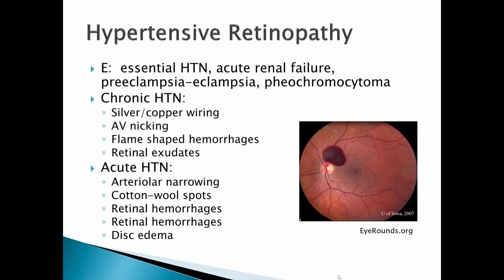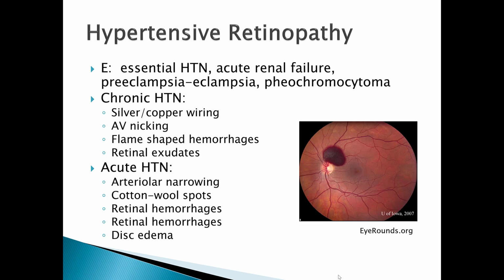So hypertensive retinopathy, very much along the lines of the diabetic retinopathy. Its etiology is people who suffer from essential hypertension, acute renal failure. You can also see it in women who have preeclampsia and eclampsia, or if they have a pheochromocytoma. With chronic hypertension, you can see the copper or silver wiring. You can see AV nicking. You may see flame-shaped hemorrhages and retinal exudates.